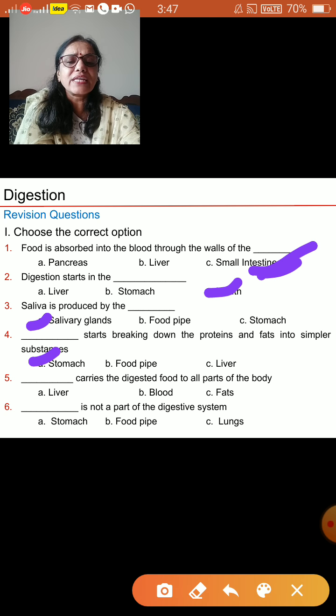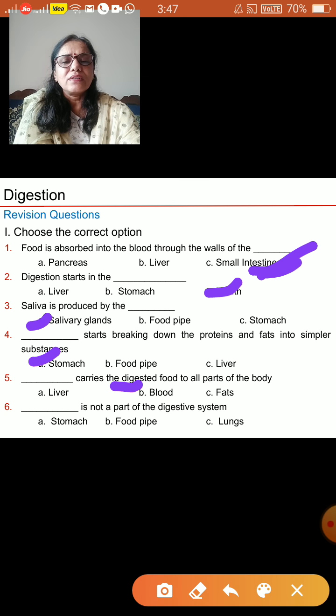Next one, dash carries the digested food to all parts of the body. What takes digested food? Liver, blood, kidney, fats. What is the correct option? Blood. So I am ticking blood: blood carries digested food to all parts of the body.